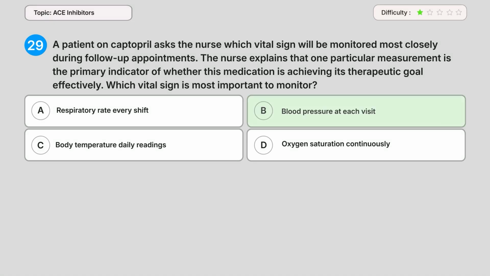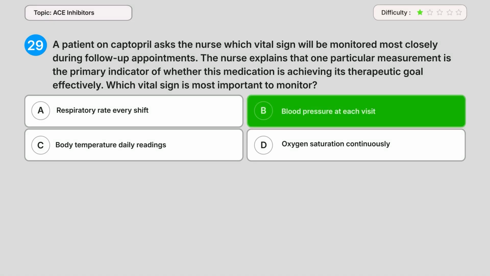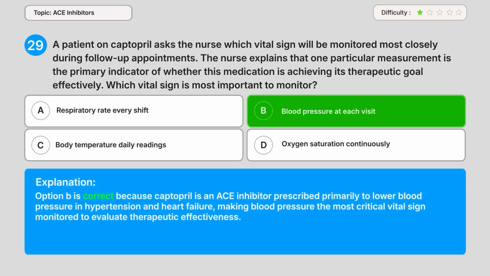Correct answer: B. Blood pressure at each visit. Explanation: Option B is correct because captopril is an ACE inhibitor prescribed primarily to lower blood pressure in hypertension and heart failure, making blood pressure the most critical vital sign monitored to evaluate therapeutic effectiveness.